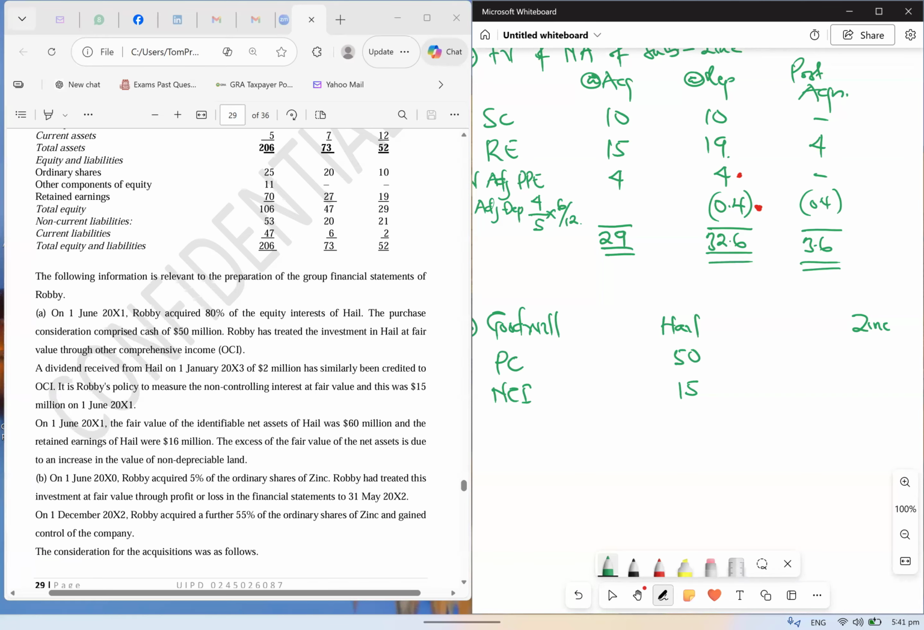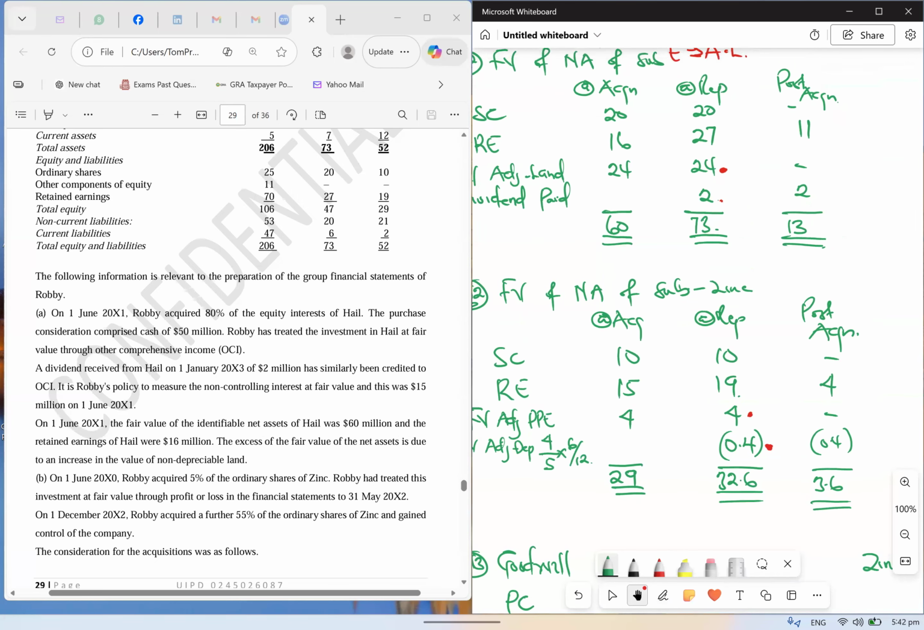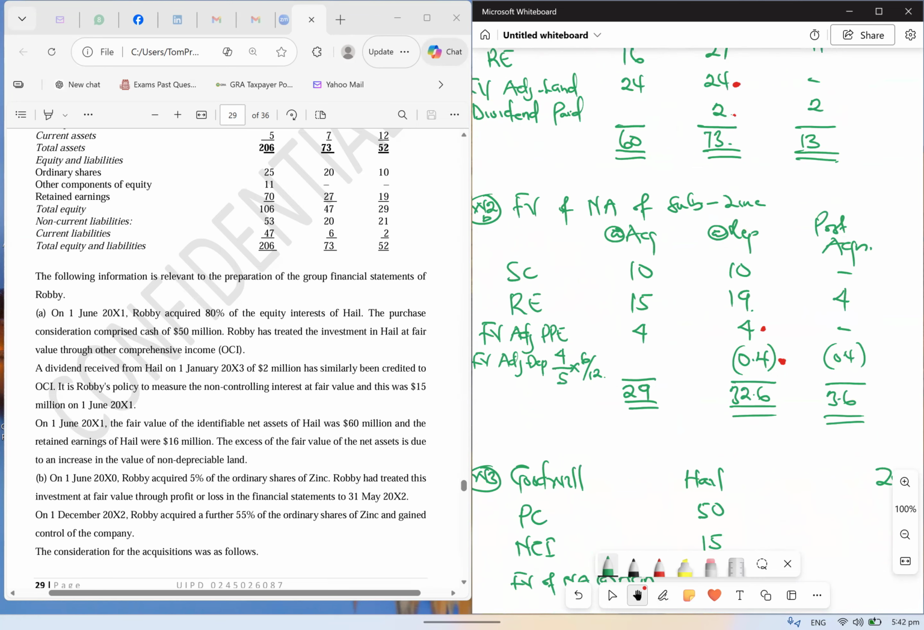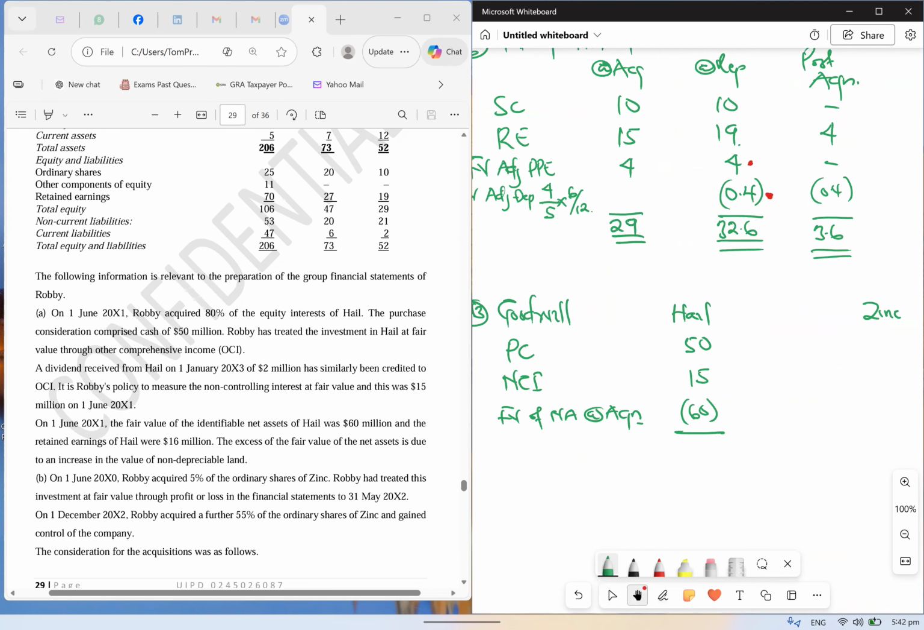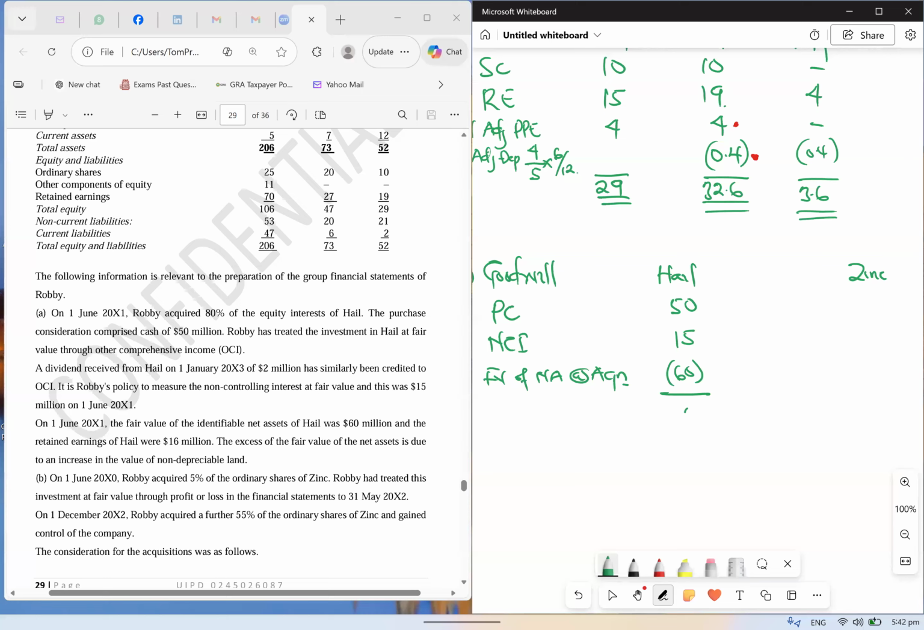Fair value of net asset at acquisition. So that one is 60. So you take it out, and that gives you 65 and 65 goodwill. If there is impairment, you know what to do.